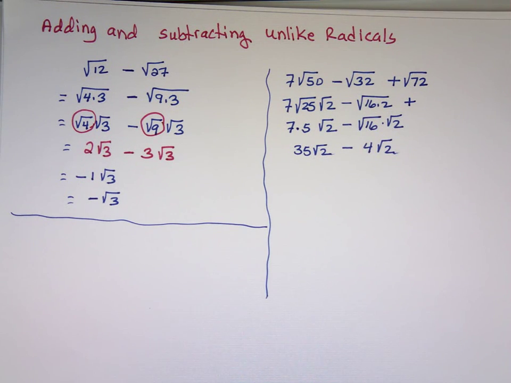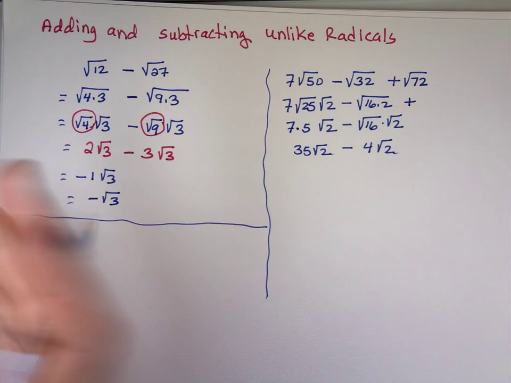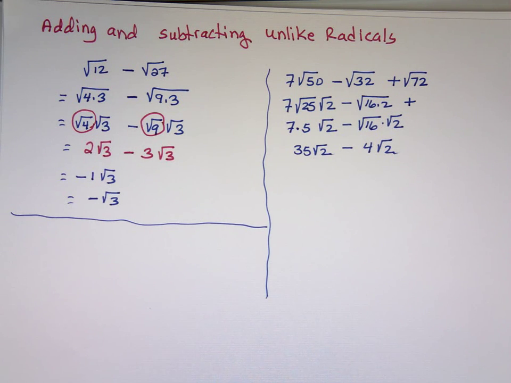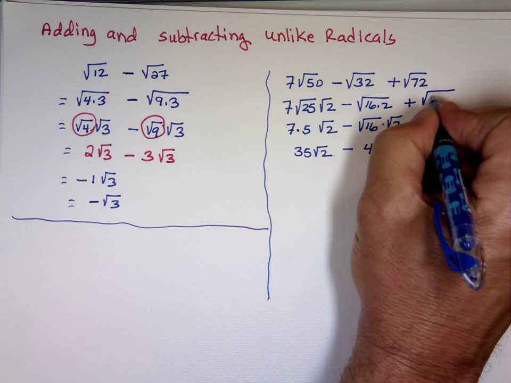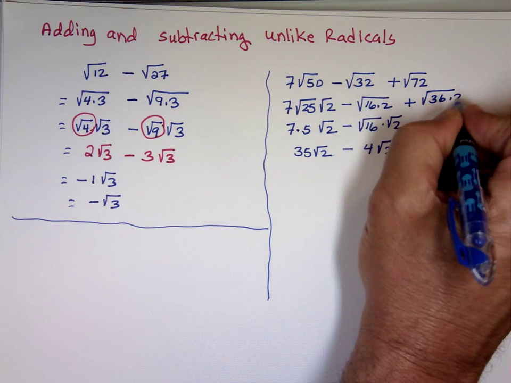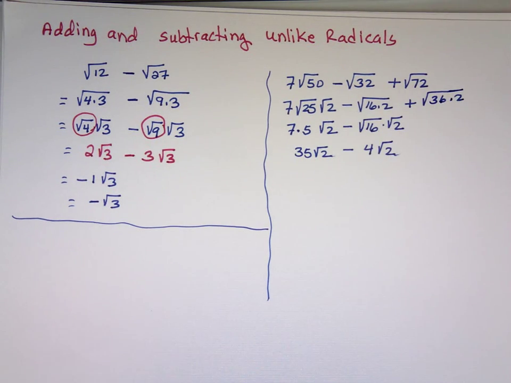72, 8 times 9. 9 is good. 8 can be worked on. Or I can use 36 times 2. That'd be a better choice. 36 times 2 is 72.